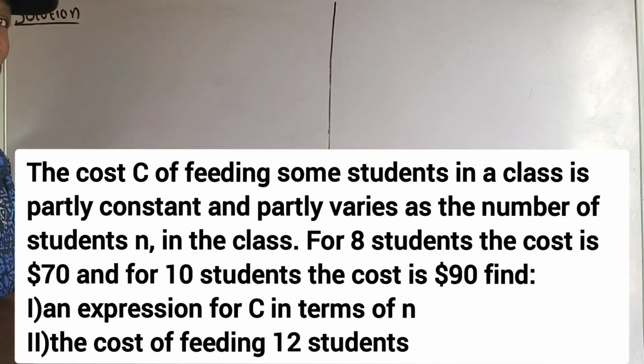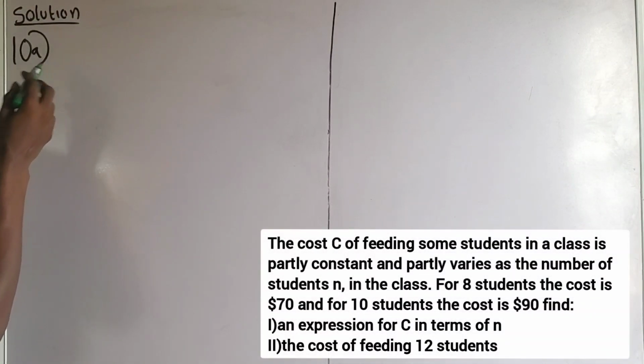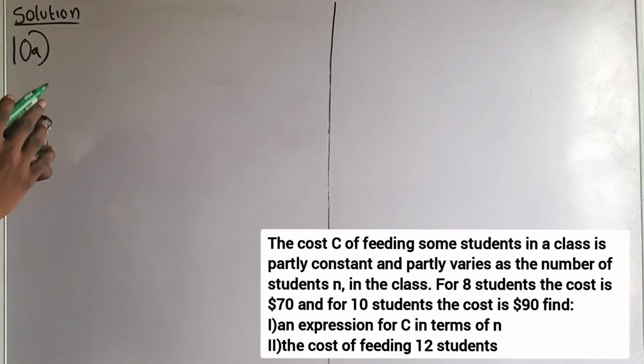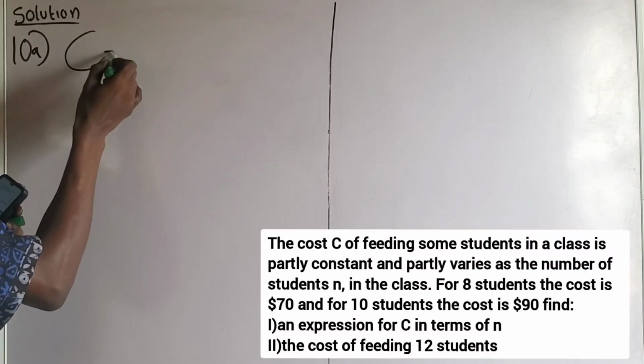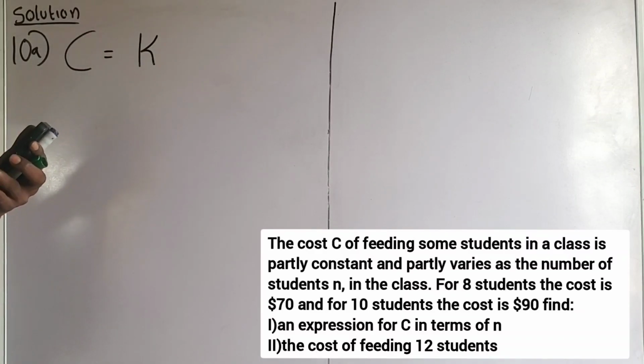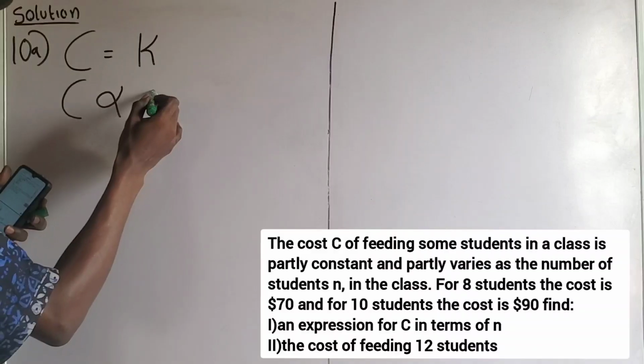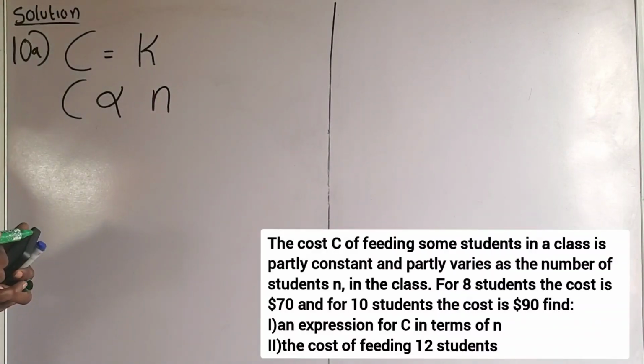Partial variation is a kind of variation that exists between two or more variables where a variable is partly constant and partly varies. Are you getting what I'm trying to say? So let's interpret the question. Number 10A. The cost C of feeding some students in a class is partly constant. So C is partly constant. Then this C also partly varies as the numbers of students N. Do you understand? Okay.